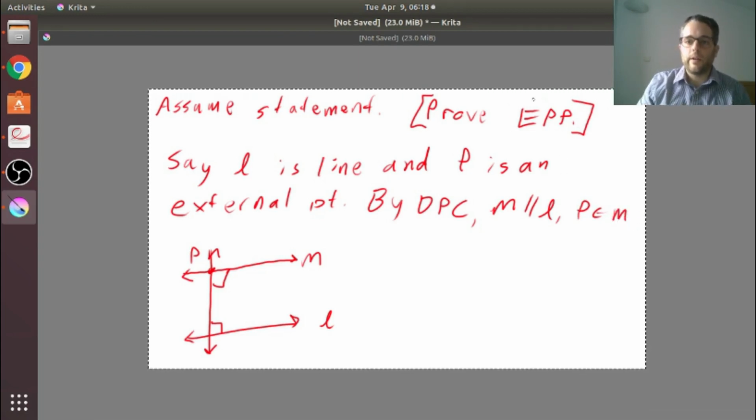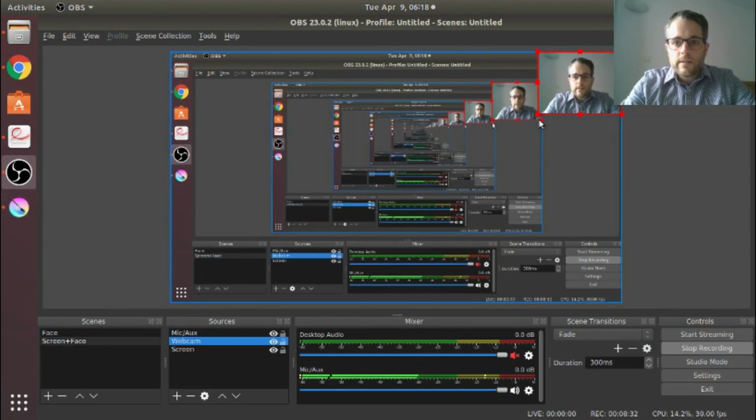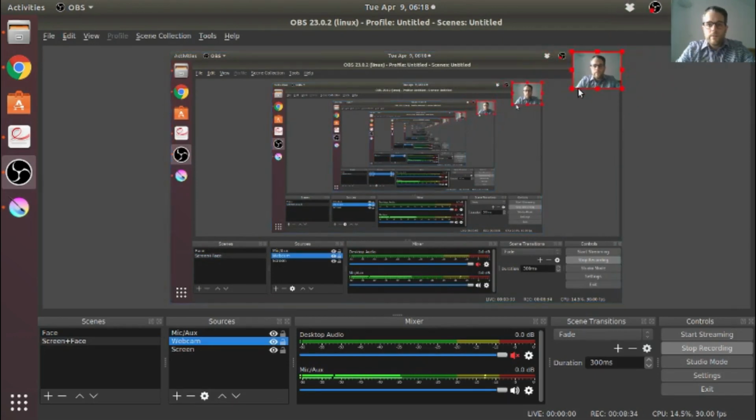Oh, sorry if this upper right corner went behind my face. It just says prove Euclidean parallel postulate. That's all it says. I forgot that my camera's up there in the corner. Let me shrink my face a little bit, just so it doesn't get in the way. There. Okay.